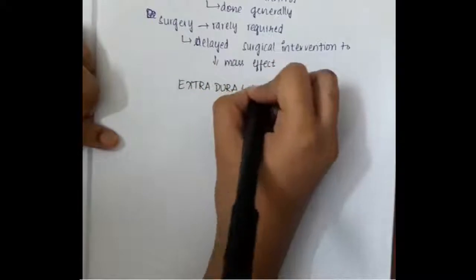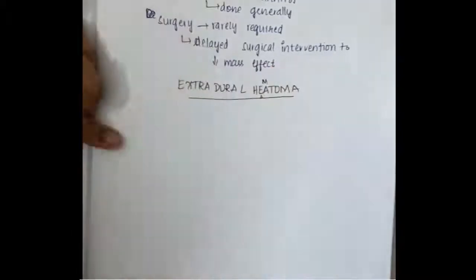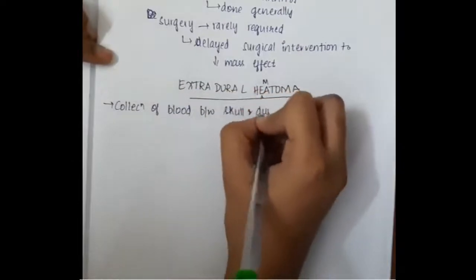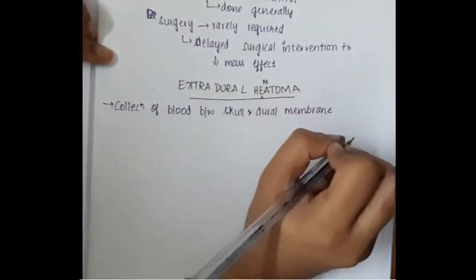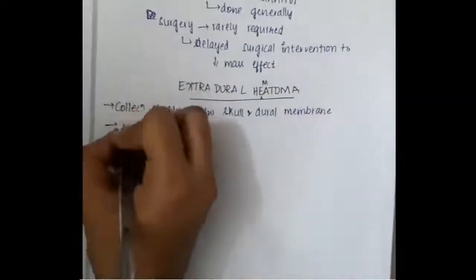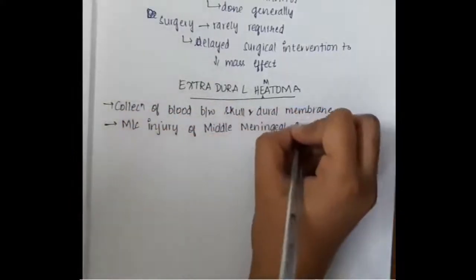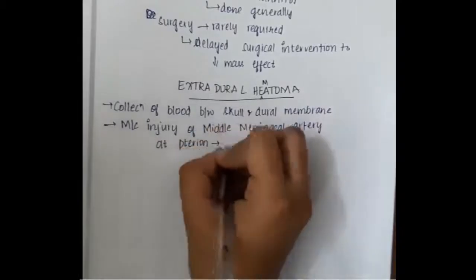Hello friends, let us now learn some important points about extradural hematoma. Extradural hematoma is a collection of blood between the skull and dural membrane. It is most commonly caused by middle meningeal artery injury at the pterion.